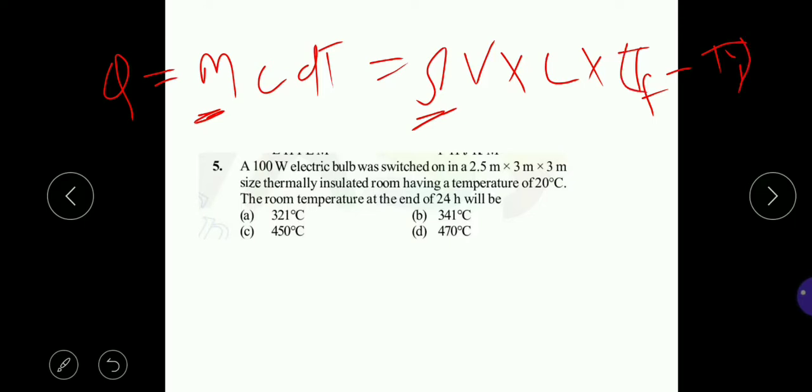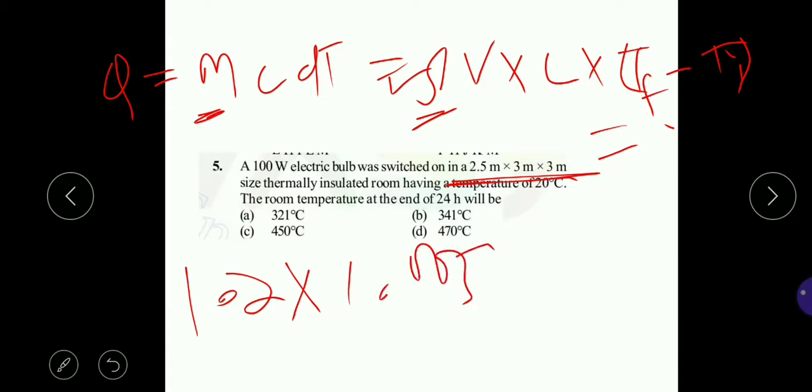And if we compute with Q, Q we have already calculated from the power concept. Rho of air is 1.2, and V we can calculate by multiplying these 3. Then C is 1.005, and Tf we need to calculate.